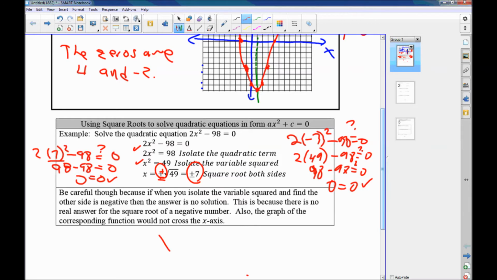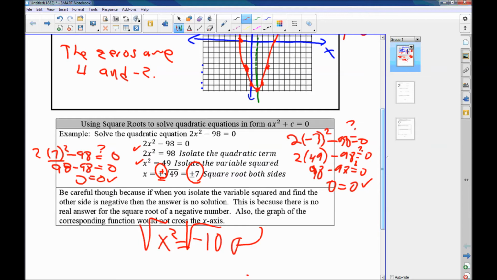Be careful though, because when you isolate the variable squared and find the other side is negative, then the answer is no solution. So let's say we ended up with x squared equals negative 10. If I tried to square root both of these, this part over here would give us an error message on our calculator. That's because you cannot take the square root of a negative number. No number times itself is going to make negative 10.